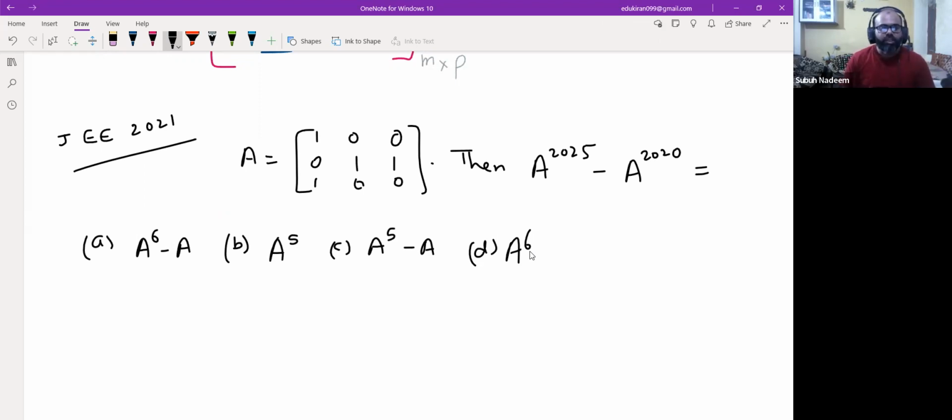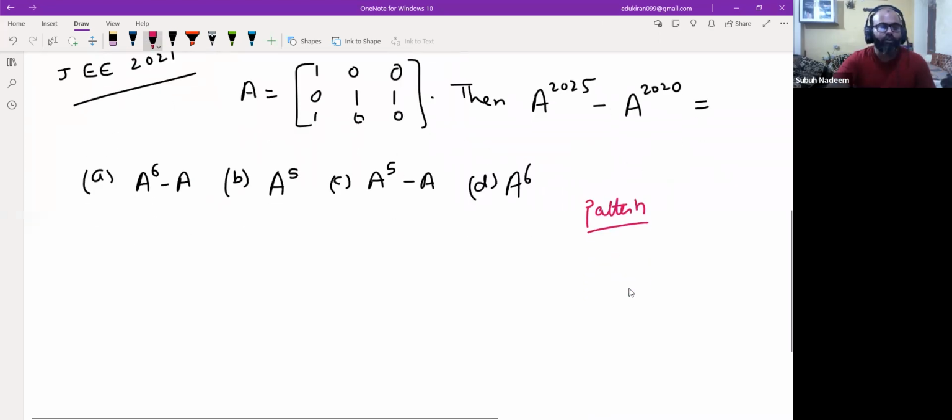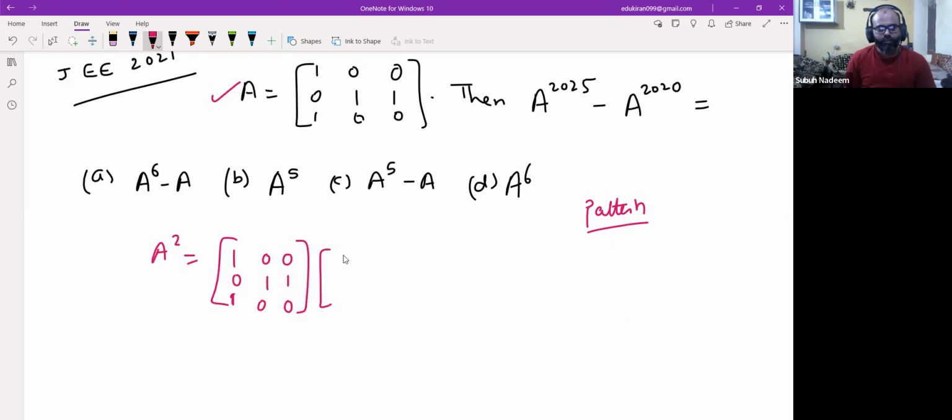In such questions where the index is very high, like 2025 and 2020, we have to see the pattern. The important thing is the pattern here. So how do we see the pattern? We have to multiply it a few times. We have A here and we want to find A square, so we multiply A with A and we will get A square.